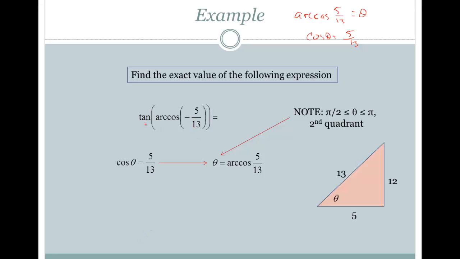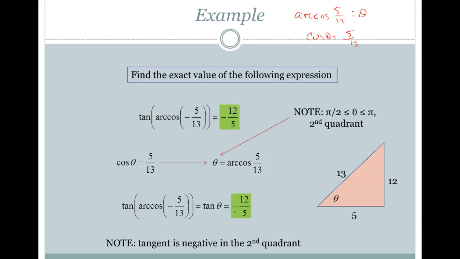So tangent is also negative in the second quadrant. So let's continue on here. So if tan of arc cosine of negative 5 over 13 equals tangent of theta, so let's find tangent of theta, which is going to be 12 over 5. But I do make it negative because we're in the second quadrant. Okay? Remember, arc cosine is going to give me a value between 0 and pi. And cosine is negative in the second quadrant, and that's why we have this stipulation right there. Okay?